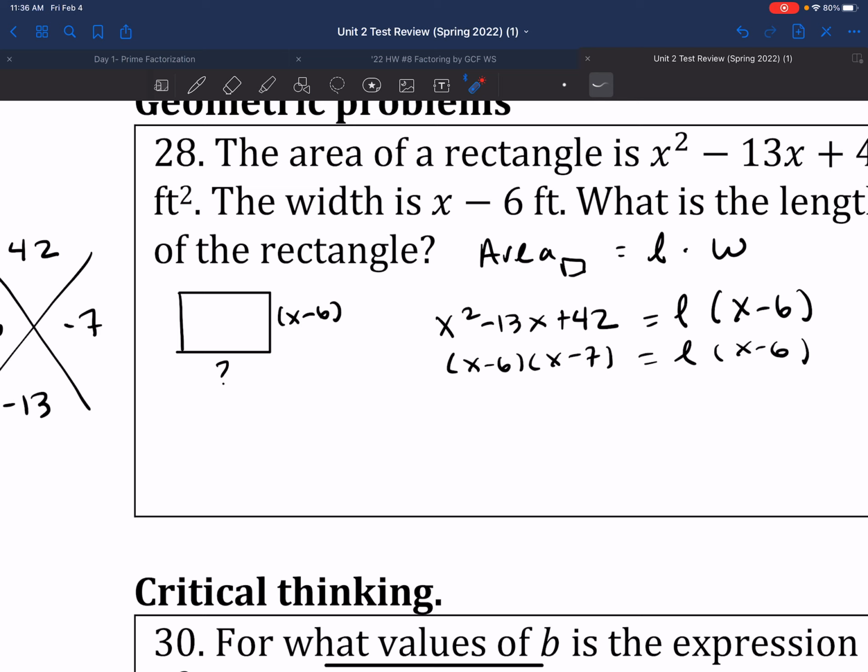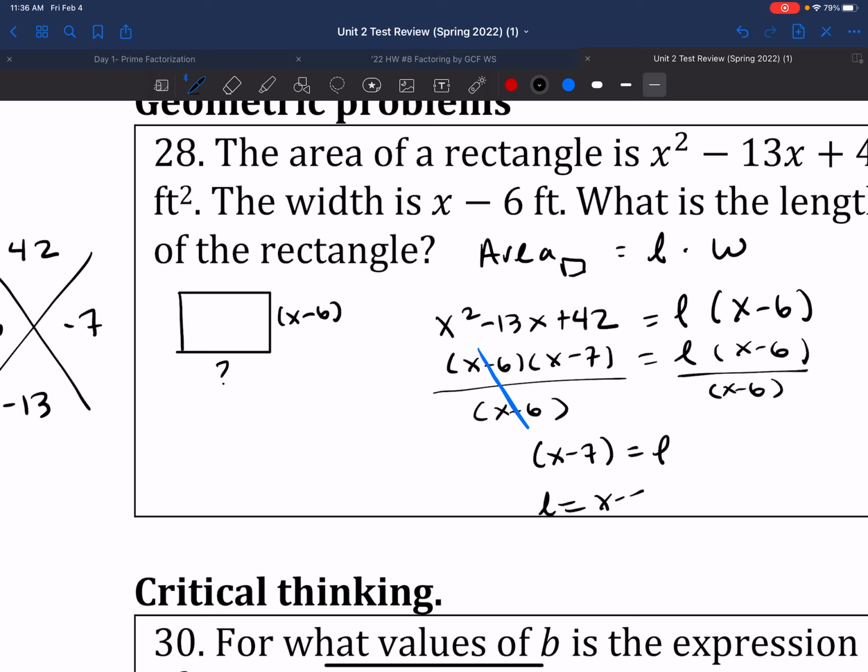It's like saying 5 times w or whatever, right? This is my 5, that's my w. Just pretend that there is. And what do I do if I'm trying to solve for w, right? I got to divide both sides by 5. And here, I need to divide both sides by x minus 6 because I'm trying to figure out what the L is. Now, notice this. What can I cancel out? What do they both have in common, here's the bottom, here's the top, that I can cross out? Well, there's an x minus 6, so I can cross that out. And I'm left with x minus 7 is equal to my length. So my answer is this. Okay.